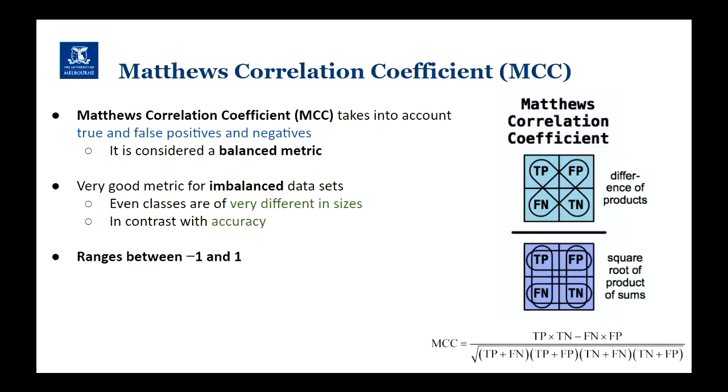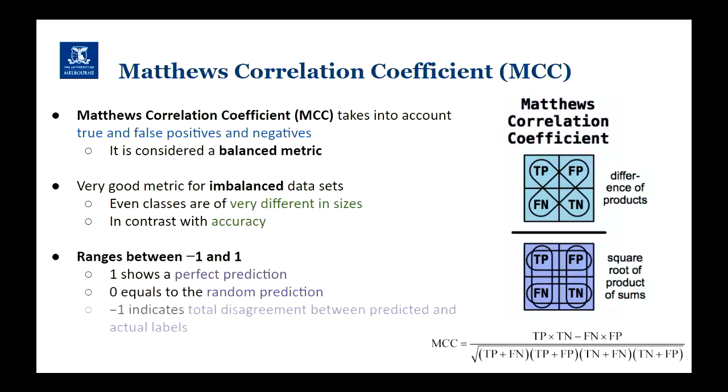So MCC will range from -1 to 1, with 1 having a perfect prediction, and 0 a random prediction, and -1 indicating complete disagreement. Again, if you have a negative one, if you invert the labels you have, you end up with a positive one.